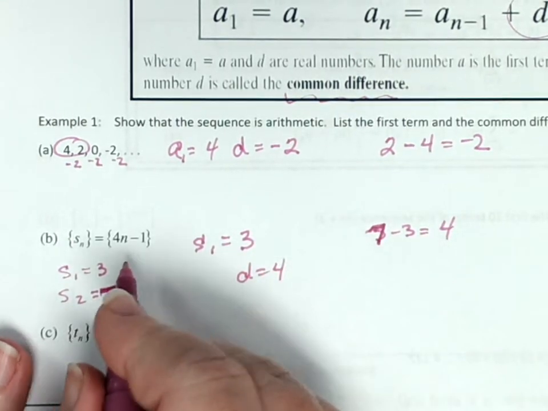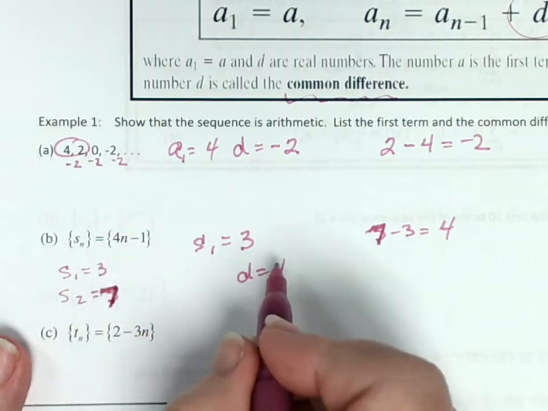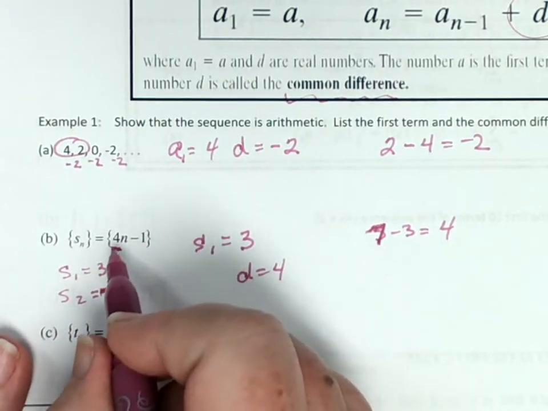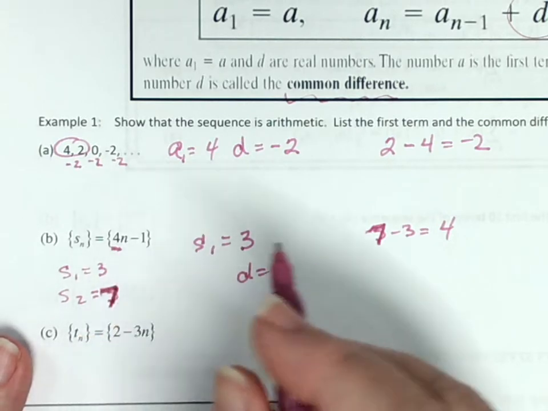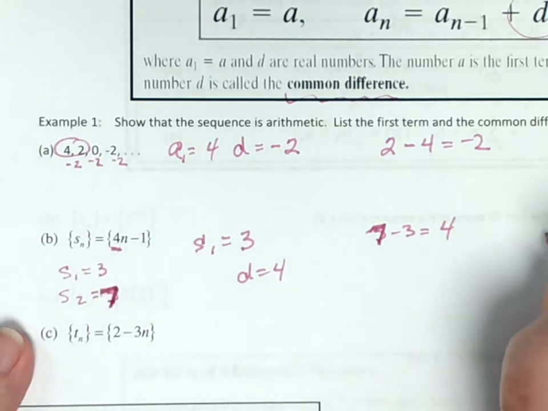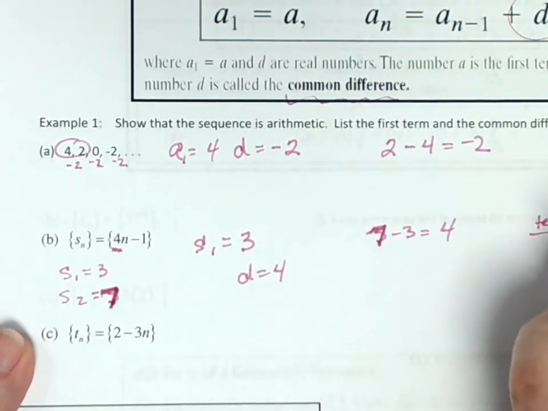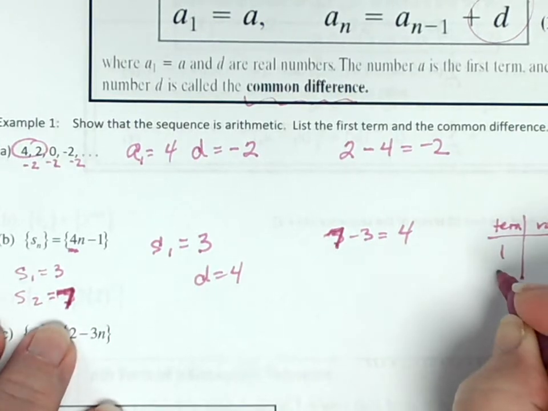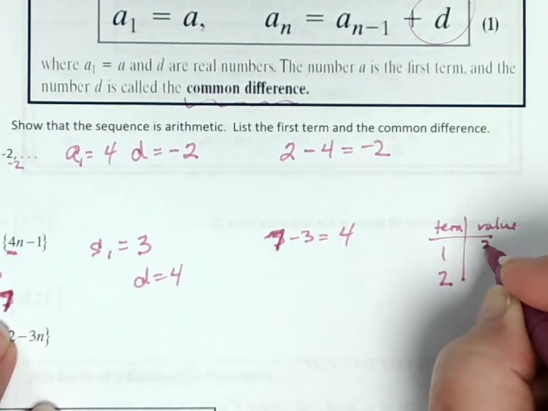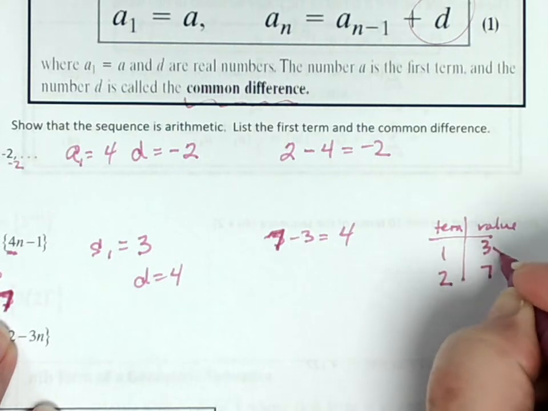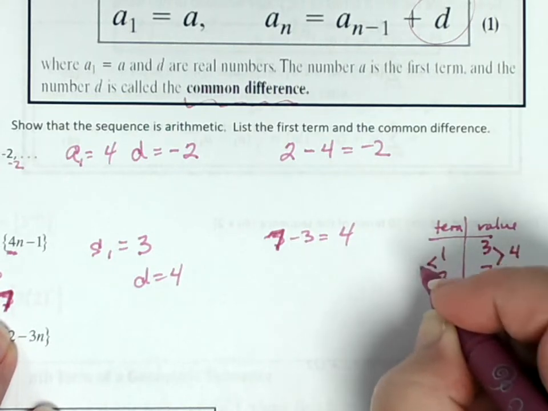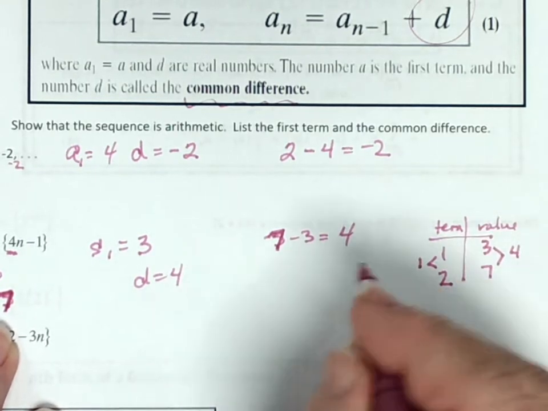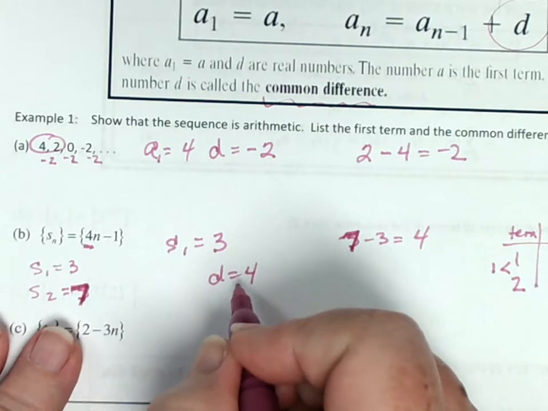Well, let's take a look at the equation. Where does the common difference show up in the equation? It shows up right there. It's related to the slope. If I were to list this in terms of the term number and the value, term number 1 and term number 2 had values of 3 and 7. How far apart are those? 4. How far apart are those? 1. And remember, the slope, y over x, in this case is 4. It's also the common difference.